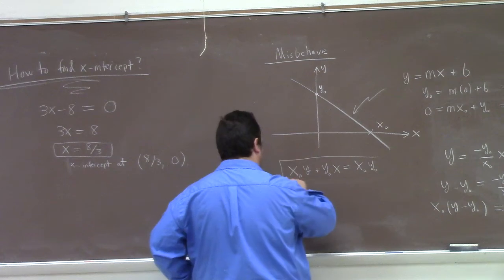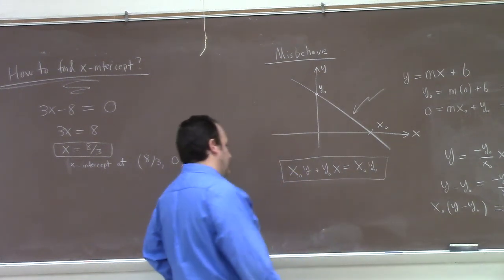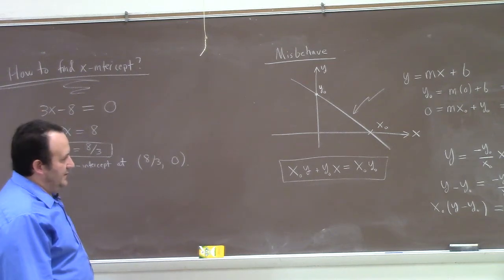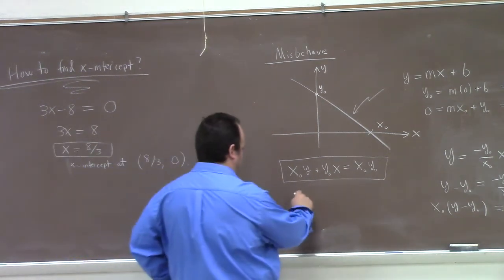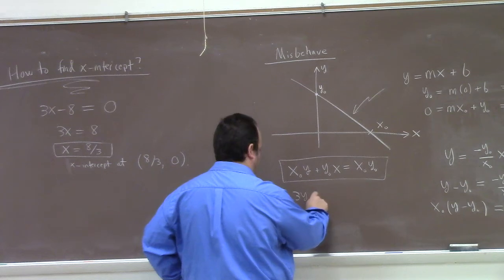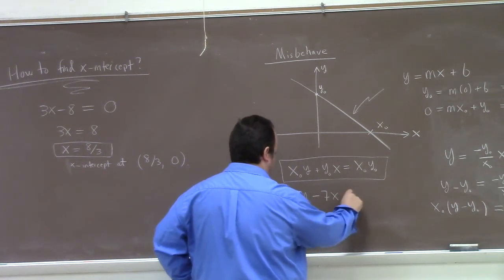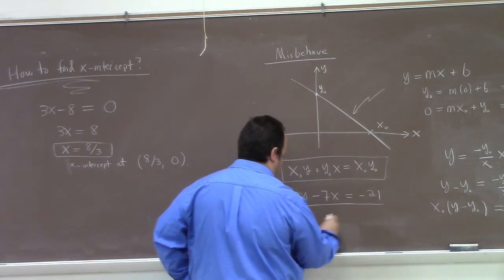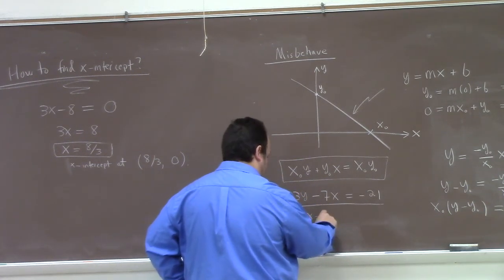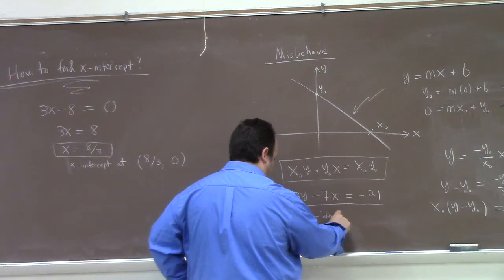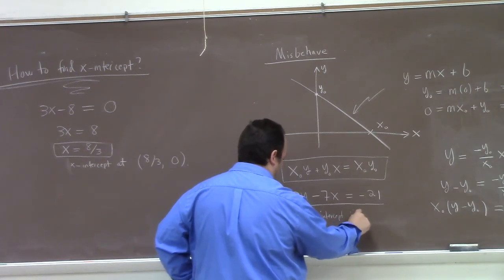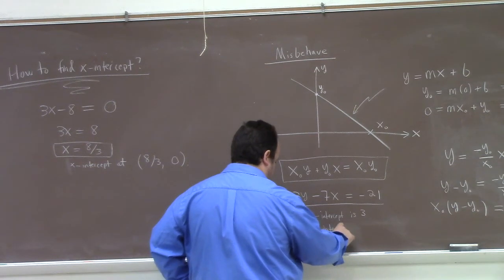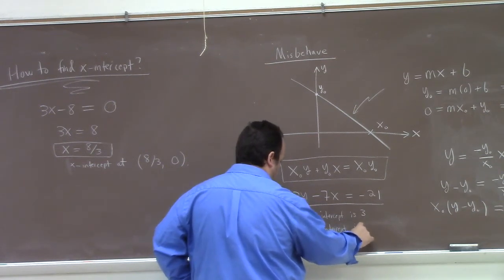So here's a formula for the intercepts. For example, if I had something like 3y minus 7x equals minus 21, if you believe the math that I just did, I can tell you that the x-intercept is 3, and the y-intercept is minus 7.